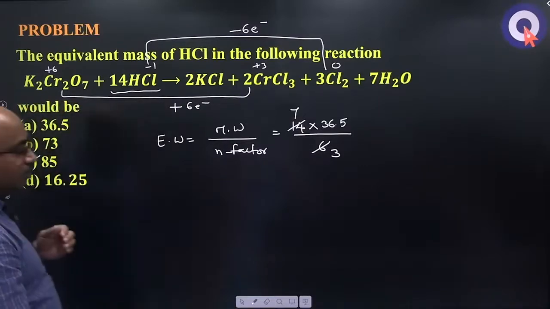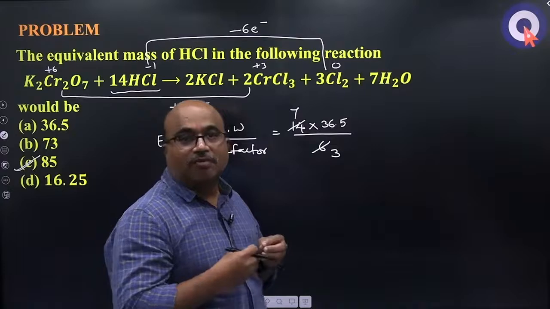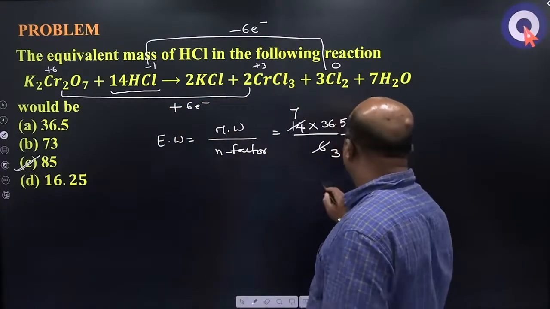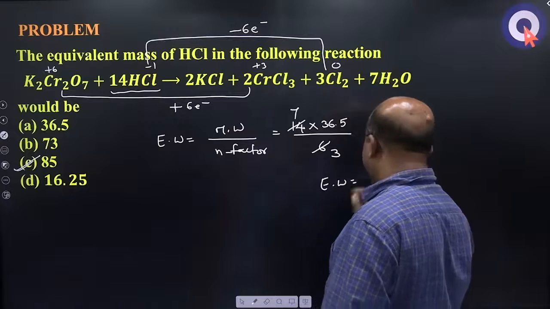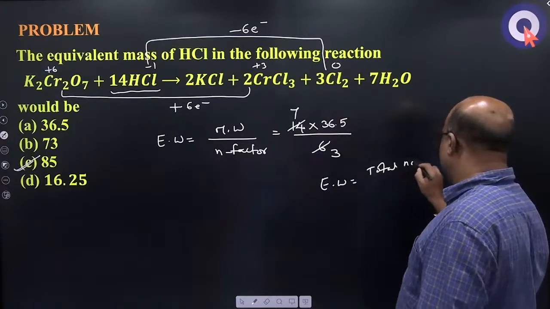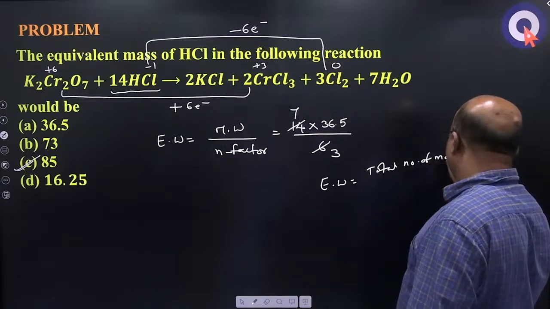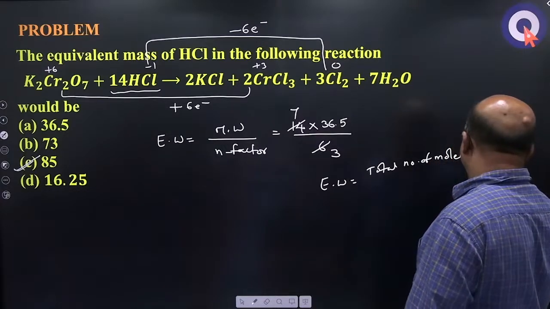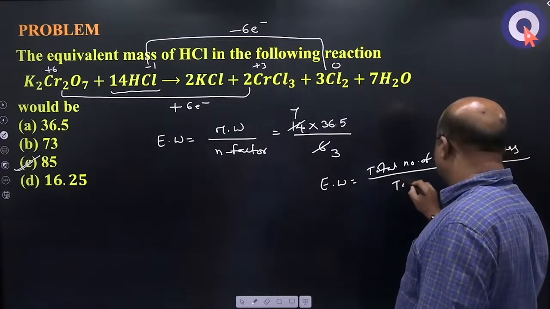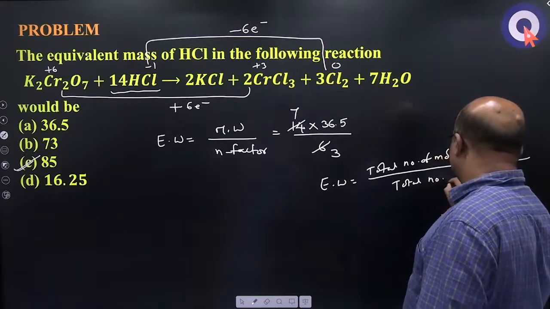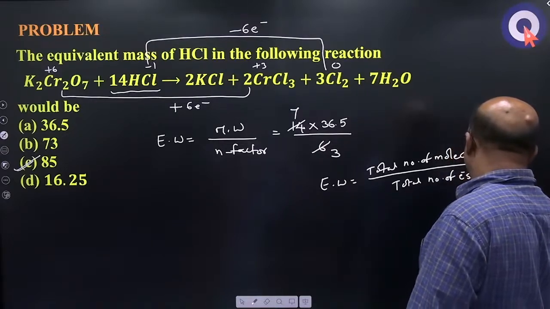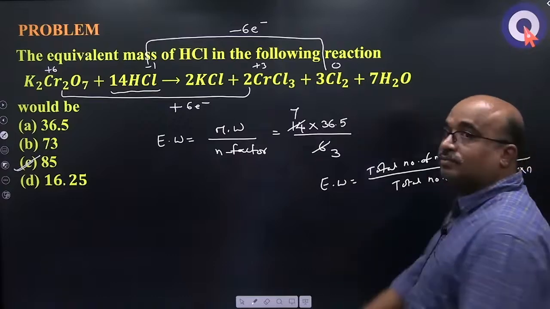So equivalent weight is always the total number of molecules by total number of electrons involved. So what is generally used as the equivalent weight formula? It is the molecular mass, divided by the total number of electrons in the process, in the reaction. Okay?